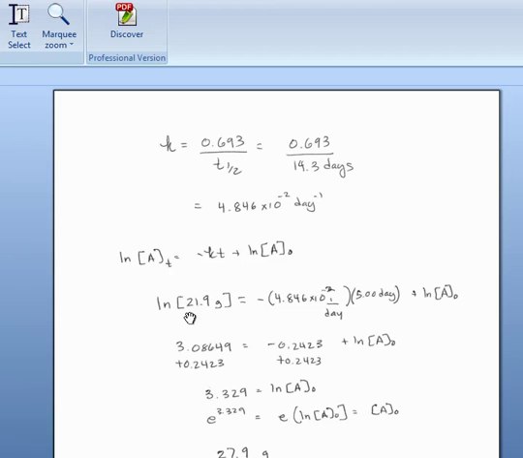So I'm given that I have 21.9 grams now. I know what my half-life is, and I'm trying to figure out what my original amount was 5 days ago. So when I take the natural log of 21.9, this is what I get. And when I multiply k by t, this is the value that I get. And so rearranging my equation to get my unknown value all by itself, I'm going to add 0.2423 to both sides. And by the way, my units of days cancel out here.